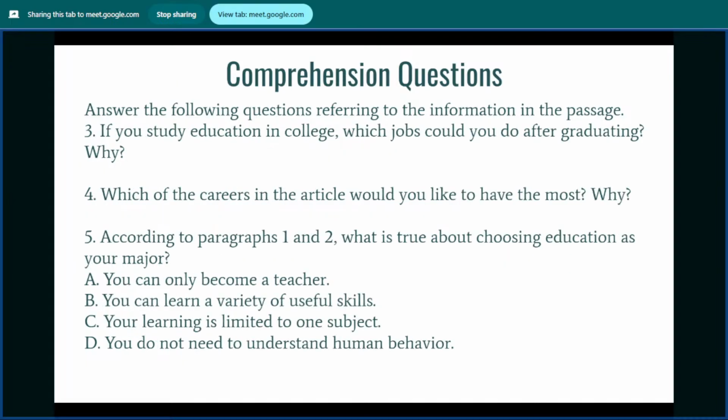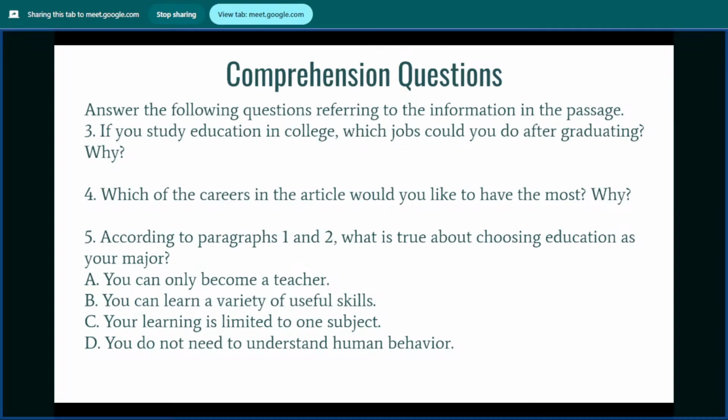Number 3, if you study education in college, which jobs would you do after graduation and why? I'll become a child psychotherapist because I'll be able to help children and young people who are facing emotional difficulties. You can be an EFL teacher, a career advisor, or a child psychotherapist. There are three different paragraphs. I missed those two paragraphs. I just focused on only one. That's fine.